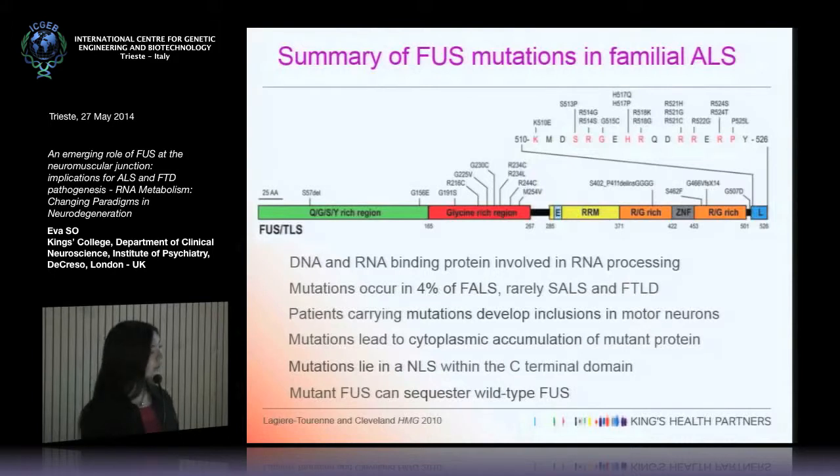So FUS is a DNA and RNA binding protein involved in RNA processing, and the mutation occurs in about 4% of familial ALS, rarely in sporadic ALS, and in frontotemporal dementia. So patients carrying these mutations develop inclusions in their motor neurons. And as you can see here, there are a lot of other mutations identified in this protein, FUS. However, the majority of them lie within this nuclear localizing signal at the C-terminal. And studies also show that mutant FUS can sequester wild-type FUS and cause aggregation.